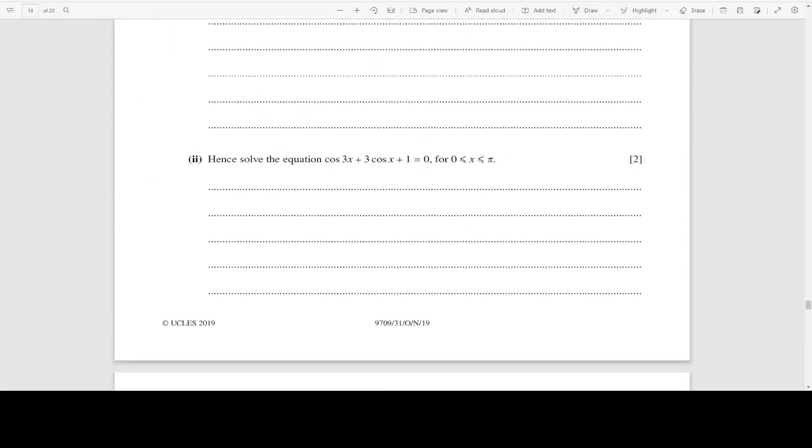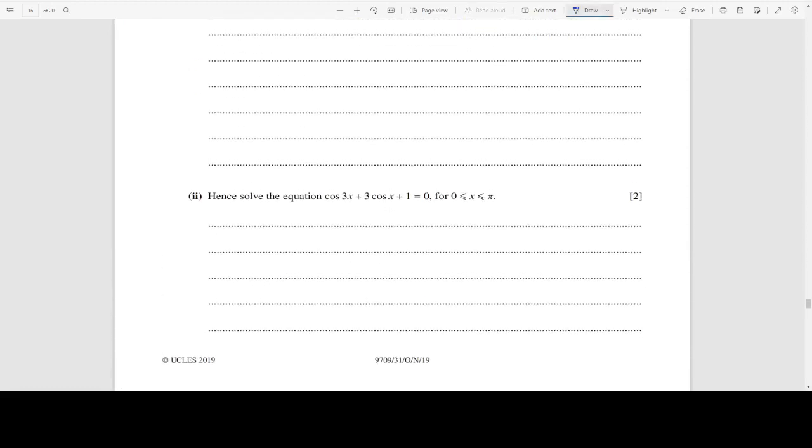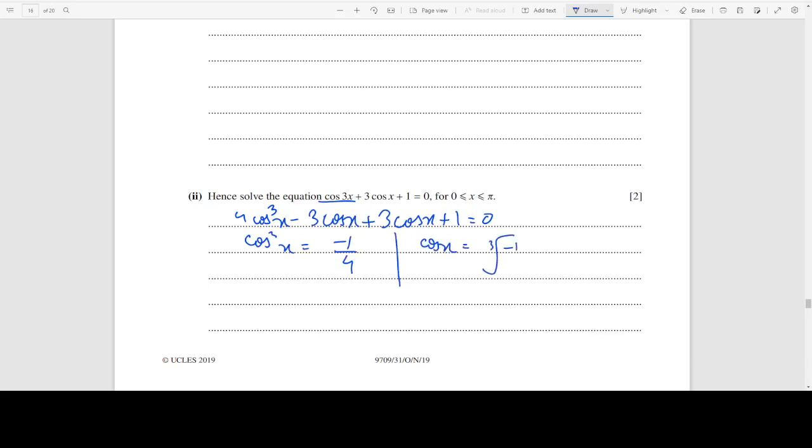I just hope there's no calculus question following. Hence solve the equation. Okay, so cos 3x is 4 cos cubed x minus 3 cos x, plus 3 cos x plus 1 equals 0. So cos cubed x is equal to negative 1 by 4. Cos x is equal to the cube root of negative 1 by 4.